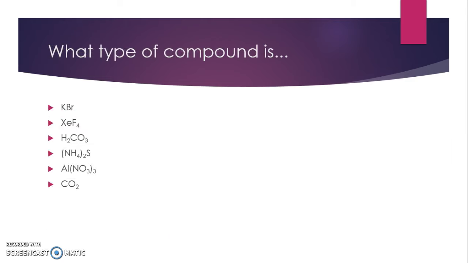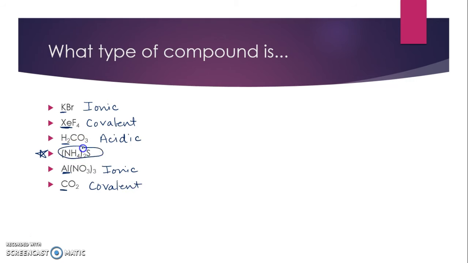Alright, so what type of compound is the following? The first element is K. K is on the metal side, so this must be an ionic compound. This first element is Xe. Xe is a nonmetal, so it has to be a covalent compound. The next one has H listed first. Has to be an acid. Okay, we're going to come back to this one in just a second. The next one has Al listed first. Al is a metal, so it's an ionic compound. And then this last one here has carbon listed first, which is a nonmetal, so it's a covalent compound.